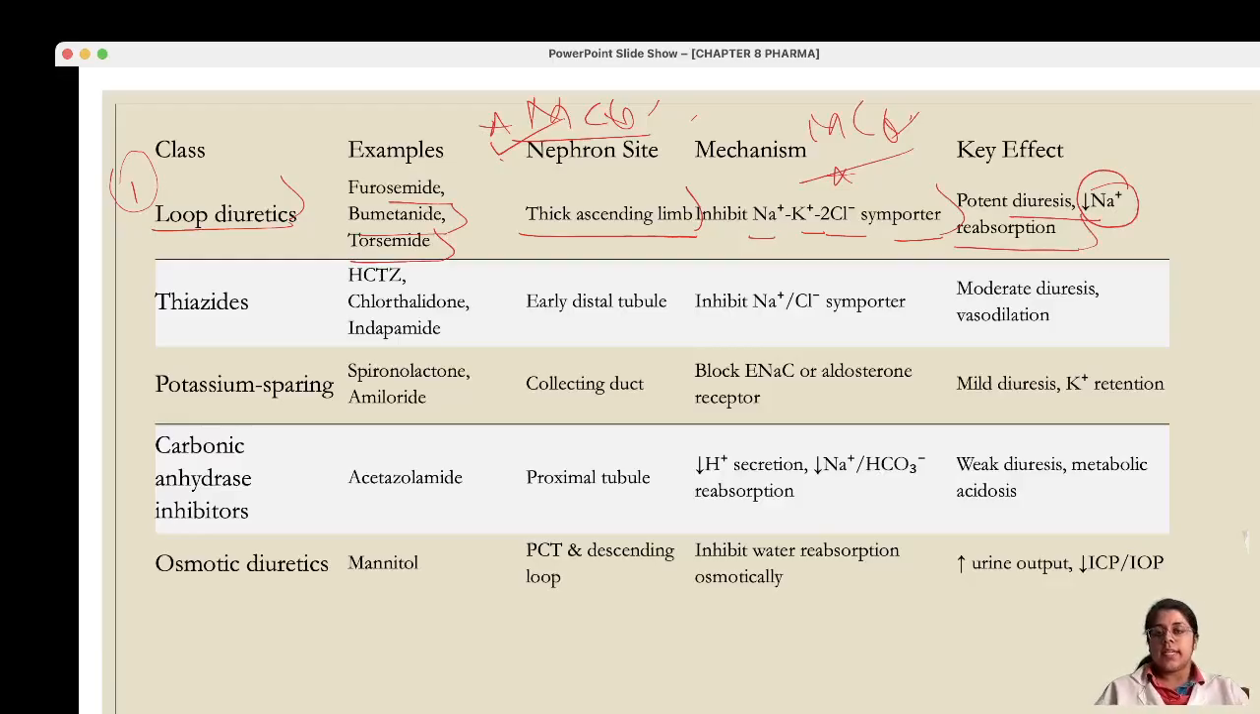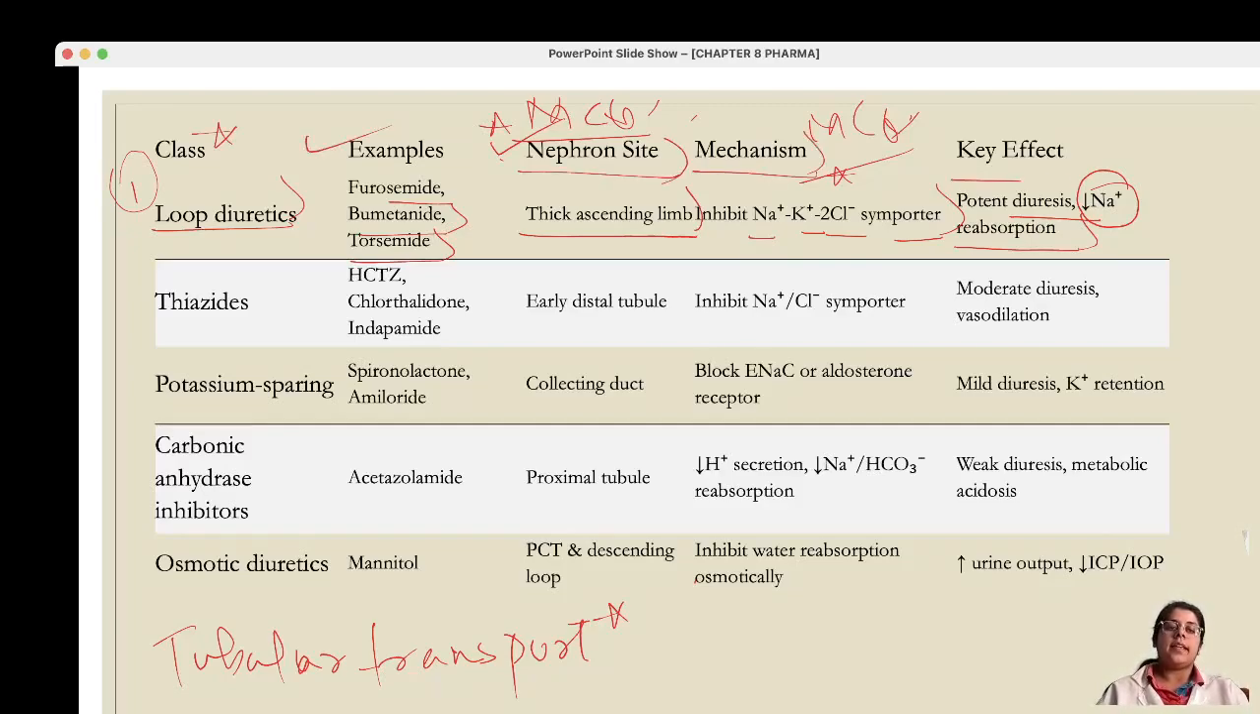So, for understanding this table, you must be thorough with tubular transport in renal physiology. If your physiology is done, then you need to revise that tubular transport. If not, then in physiology you will be understanding about the tubular transport, then you will get a clear idea of this classification. For the pharmacology section, you just need to remember the examples, nephron site, MCQs, mechanism, and the key effect. Moreover, this table is very important.